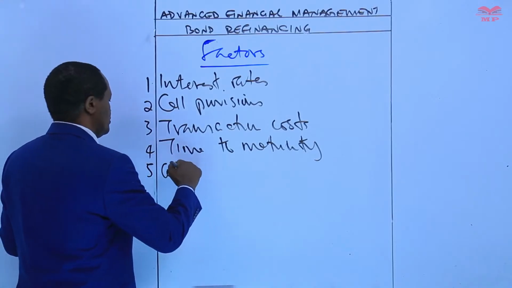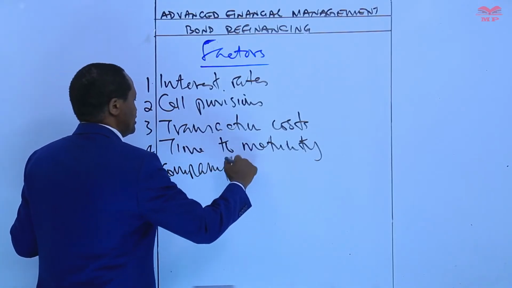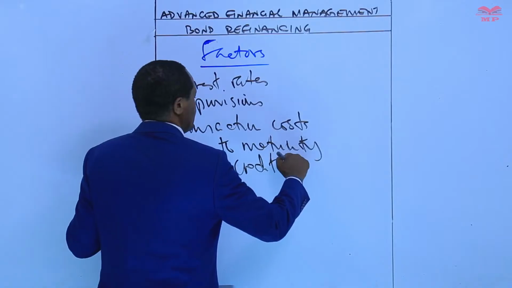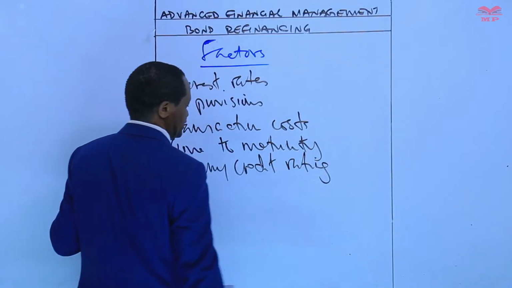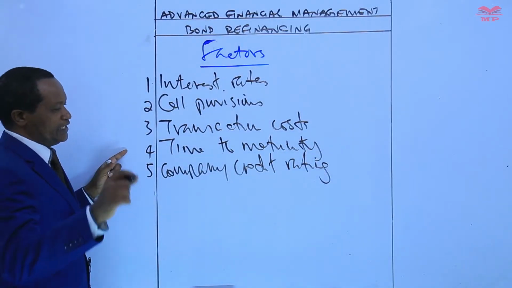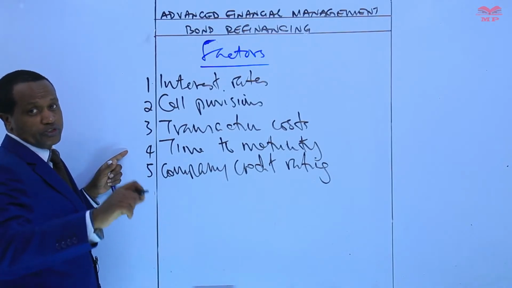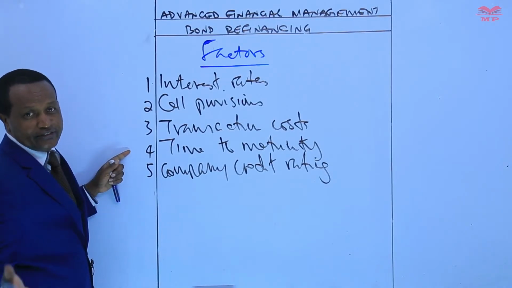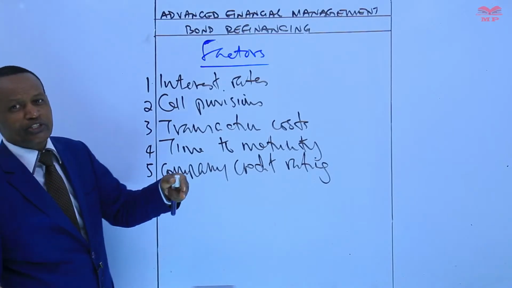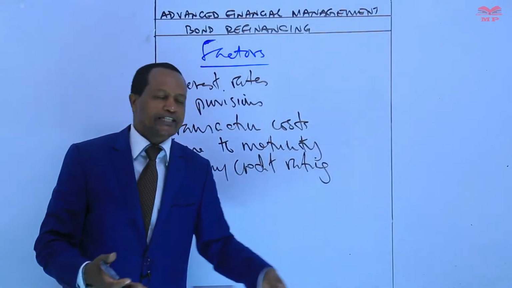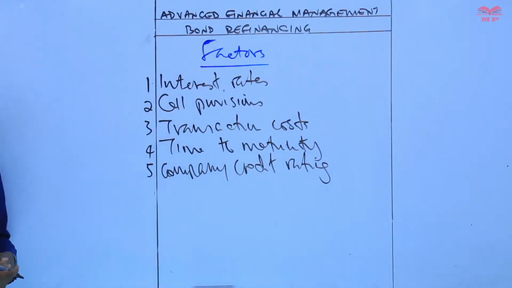The fifth factor is company credit rating. The credit rating of the company that is issuing the bonds matters, because an improved credit rating can allow a company to issue new bonds at a lower interest rate.